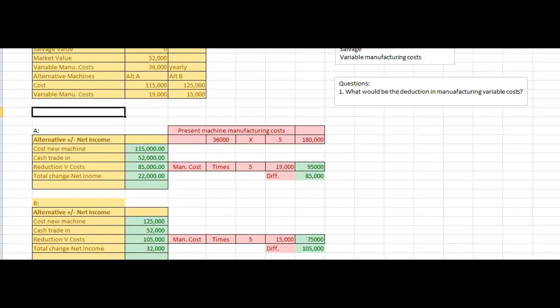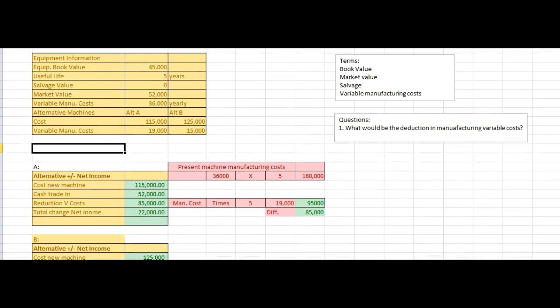The next one we're looking at is replacing. This is interesting because we have this piece of equipment. It has a book value of $4,500, a useful life of 5 years, a salvage value of 0, and a market price of $5,200. It has variable manufacturing costs each year. It costs $36,000 yearly. We have 2 alternatives. We have a machine that costs $115 with variable manufacturing cost of $19, or one at 125 and variable of 15. Now this is really important, these variable manufacturing costs.